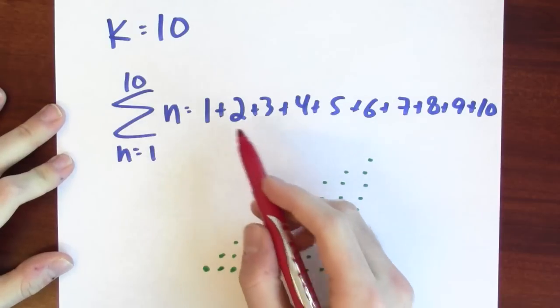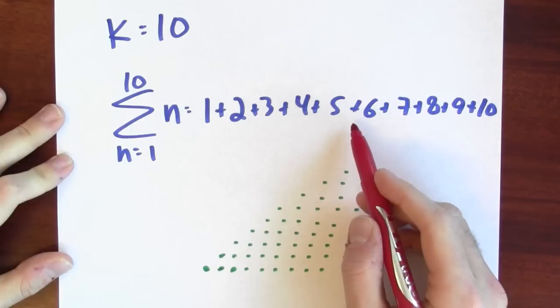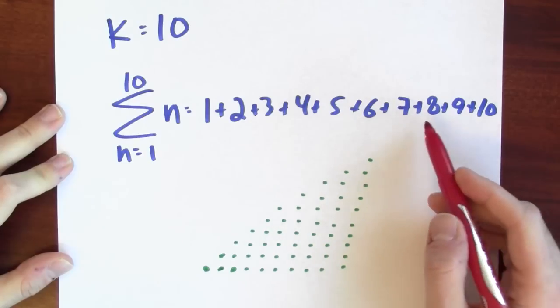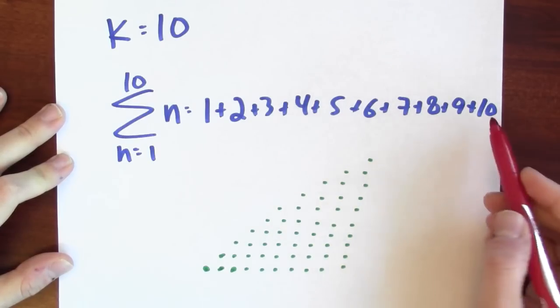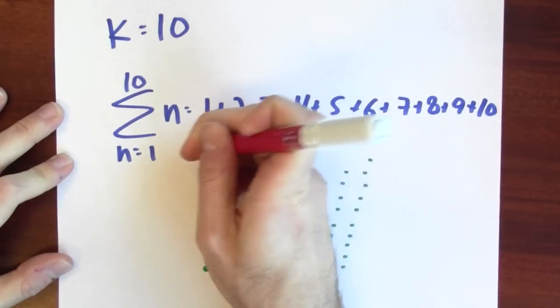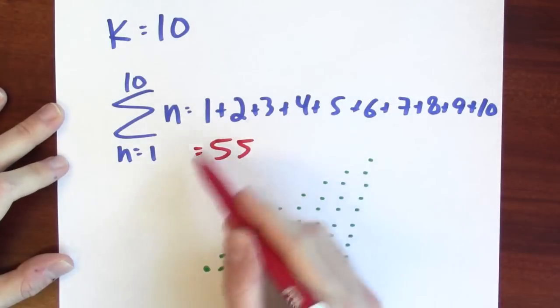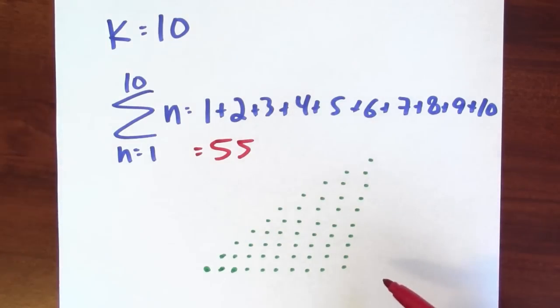1 plus 2 is 3, 3 plus 3 is 6, 6 plus 4 is 10, 10 plus 5 is 15, 15 plus 6 is 21, 21 plus 7 is 28, 28 plus 8 is 36, 36 plus 9 is 45, and 45 plus 10 is 55. So the sum of the first 10 whole numbers is 55, and I drew 55 dots to make this triangle.